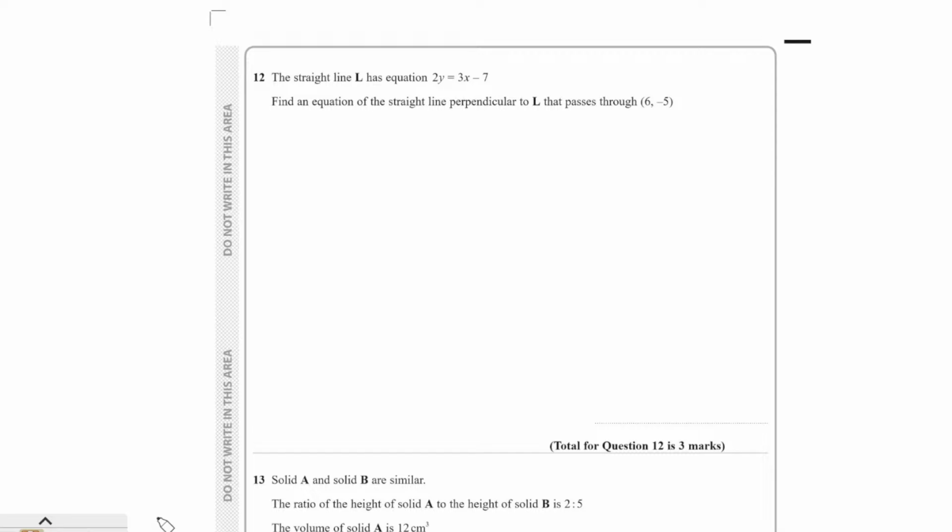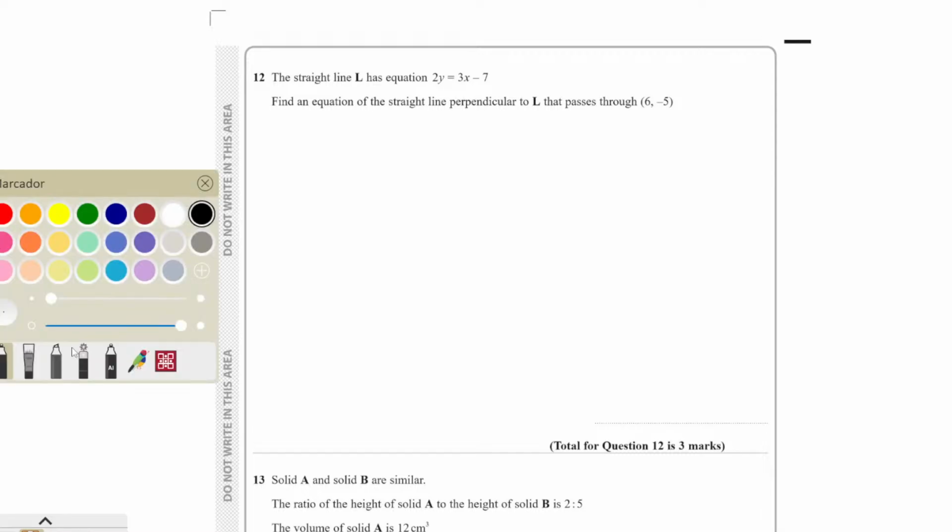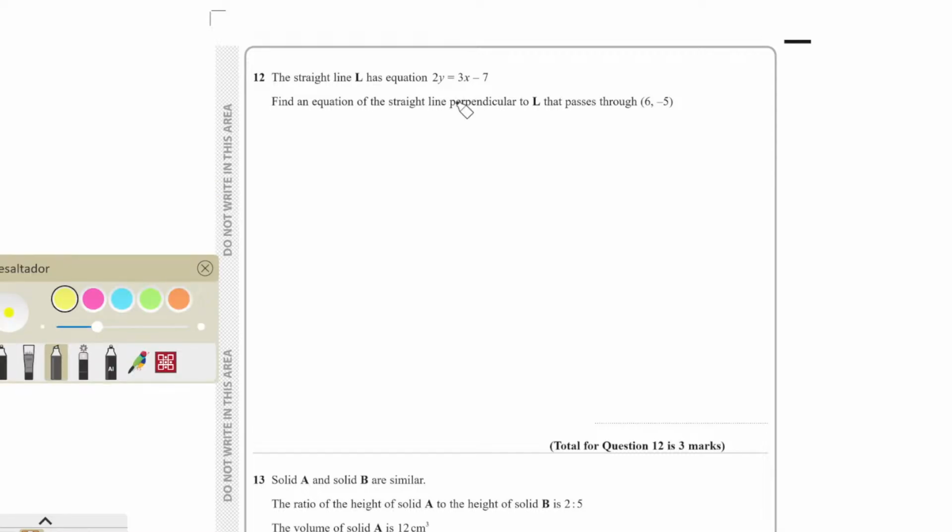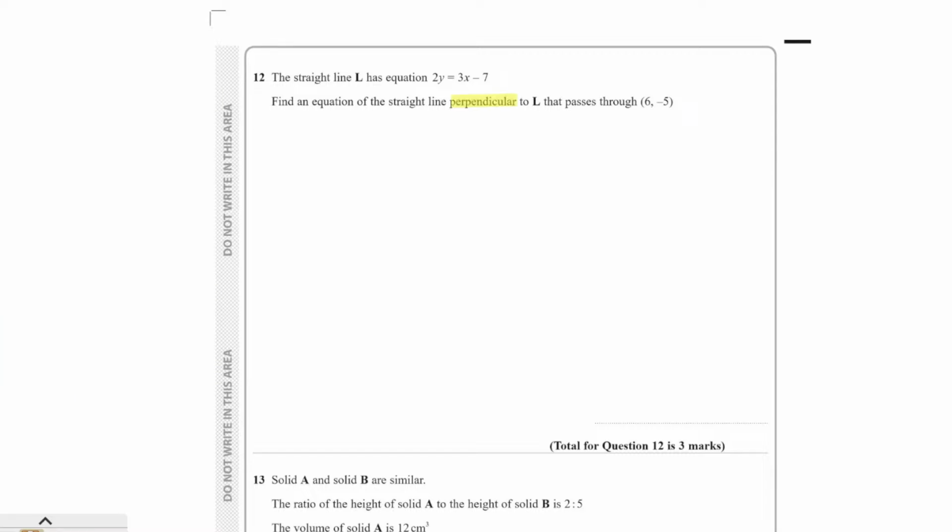Okay, question 12. The straight line L has equation 2y equals 3x minus 7. Find an equation of the straight line perpendicular to L that passes through (6, -5). So this is a really nice question. Really, really straightforward. They haven't asked it in any weird way. They haven't come from a different angle. It's just straightforward. Work out the equation of a perpendicular line.